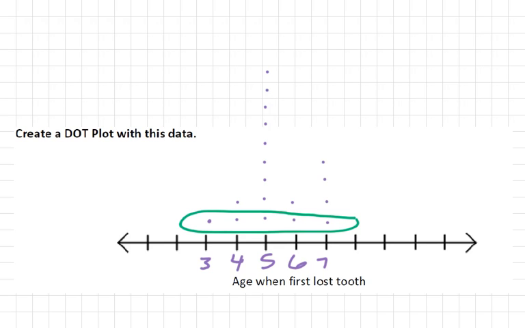Okay, and when you're looking at this dot plot, you're able to see, wow, a lot of kids reported that they lost their first tooth at 5 years old, and then the next highest was 7. And you're able to see this quickly because the data is presented in a neat way so that you can really understand what you're seeing. Okay?